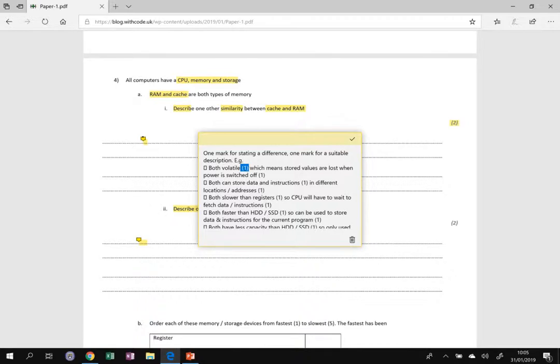So for example, if we're looking for a similarity between cache and RAM, you only need to say one of these bullet points. So they are both volatile, 1 mark, which means that anything stored in them is lost when you switch the computer off. That would get you full marks here. So you can pause at this point or skip to the end when we have a look at the next question, but it's probably worth talking about what RAM and cache actually are.